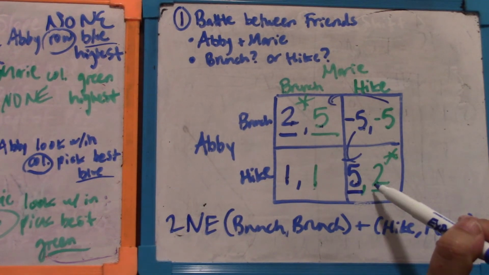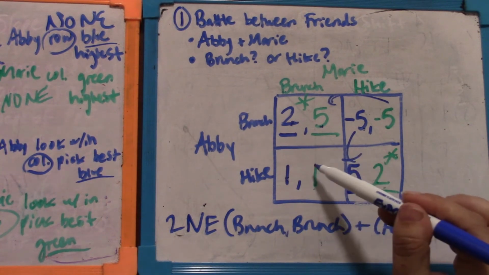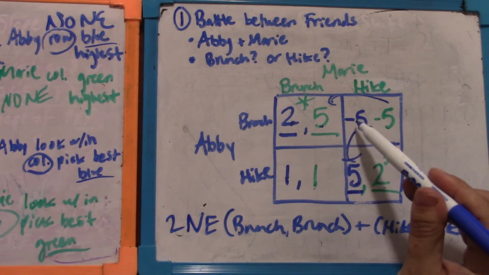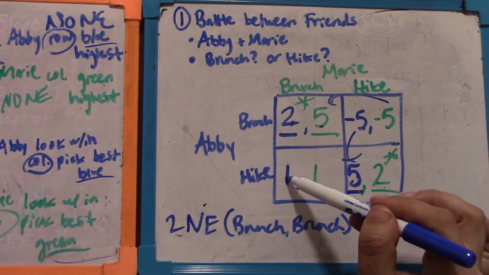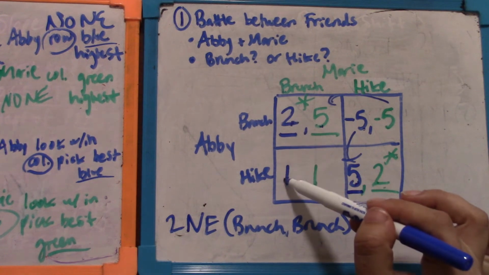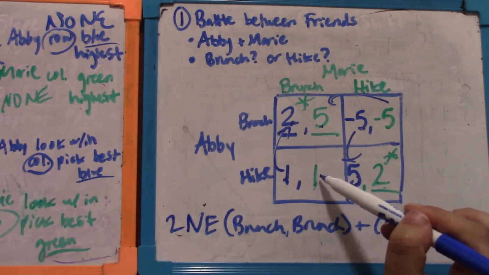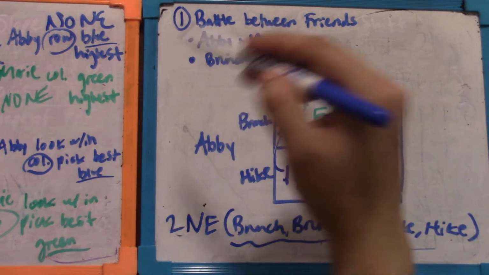If they are here at hike, Marie does not want to move because she'll lose 1 point by switching to brunch. Abby does not want to move because she'll lose 10 points by switching to brunch. So they stay here. This is a stable place. This is also unstable because Abby would like to switch to brunch if we're here, and she can move us to there. And this is unstable because if Abby's hiking, Marie would like to gain a point by switching to hiking. Okay, so that's Nash equilibria and dominant strategies.